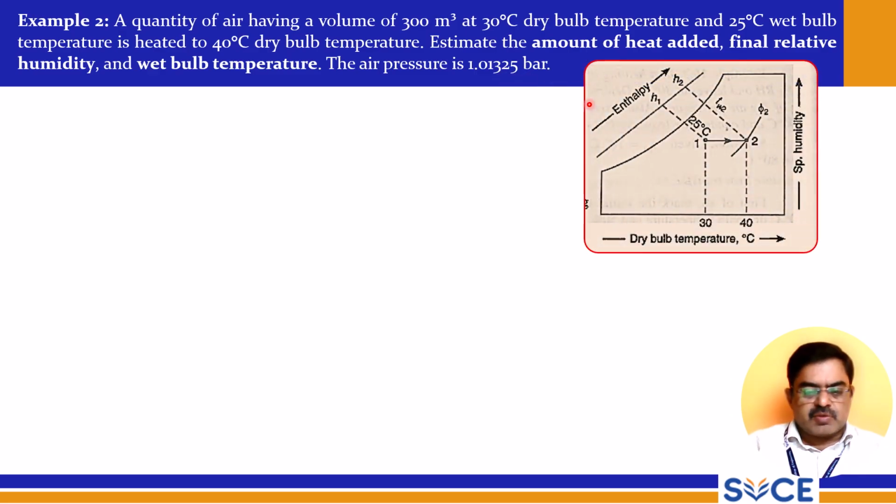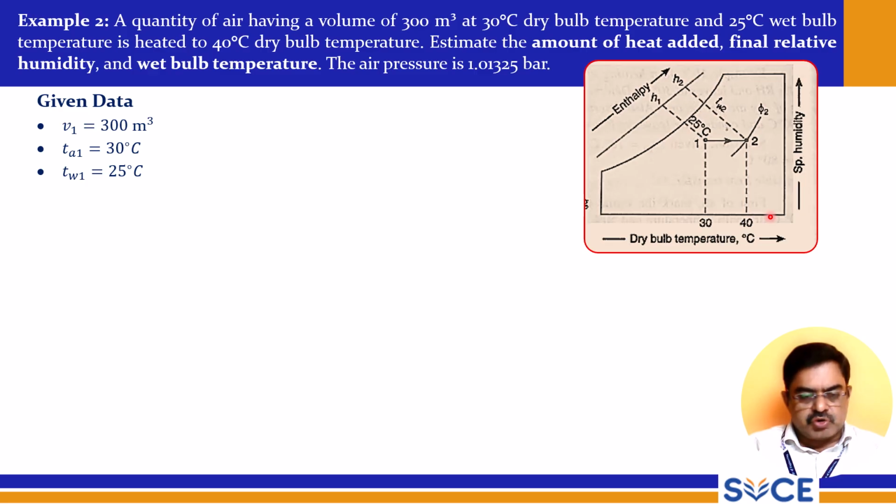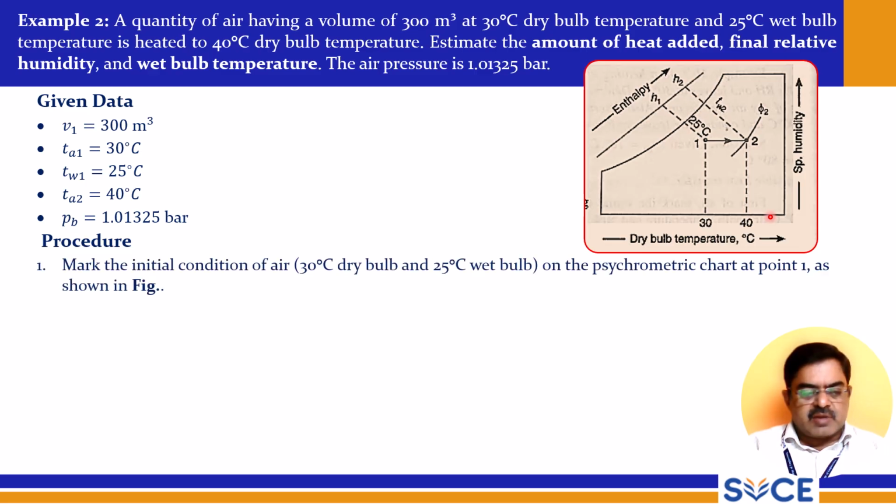So this is the psychrometric chart. This is the 30 and 40, and from 1 to 2, this is the given data: V1 equal to 300 meter cube. So the volume is 300 meter cube. Ta1 equal to 30 degrees Celsius, Tw1 is 25 degrees Celsius, Ta2 is 40 degrees Celsius, Pb is 1.01325. So the air pressure is given, and the procedure.